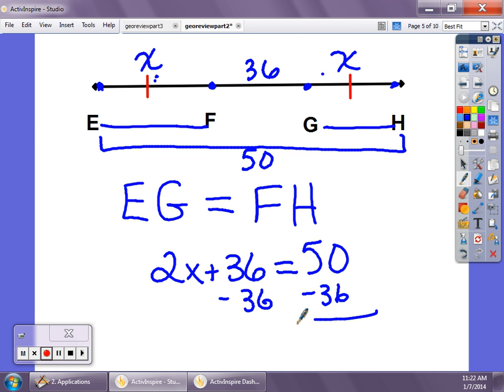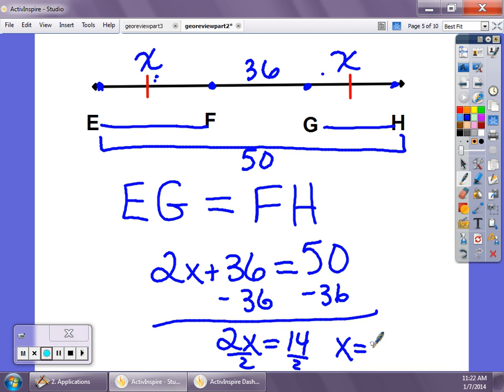Hold on, hold on. All right, subtract 36. So 2X equals 14. Divide by 2. X equals 7. All right, but the question asks, how big is EG? Okay, so if X is worth how much? 7, and then I travel another 36, how far did I go?